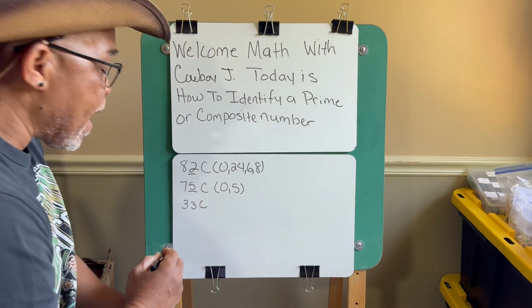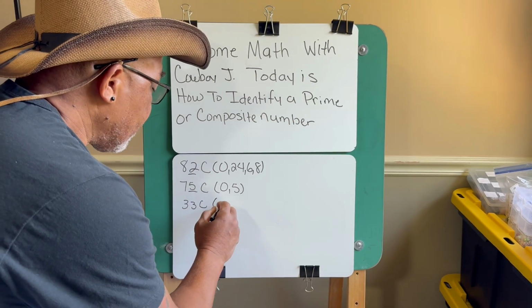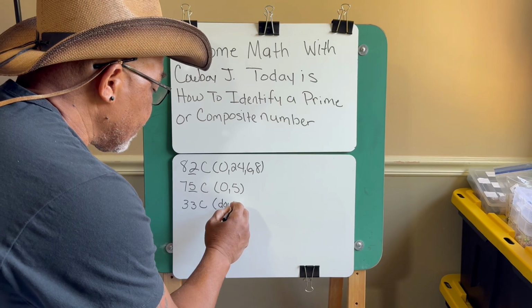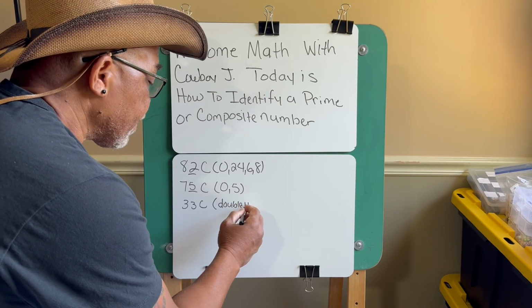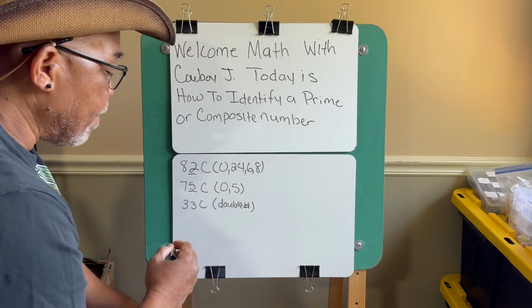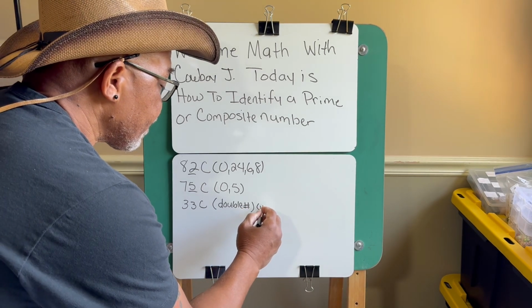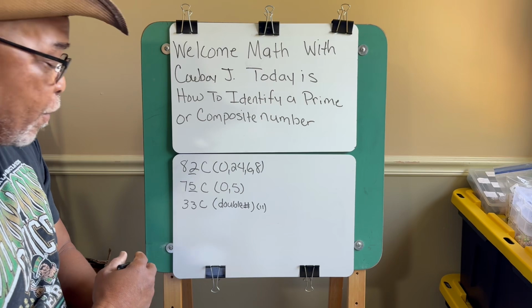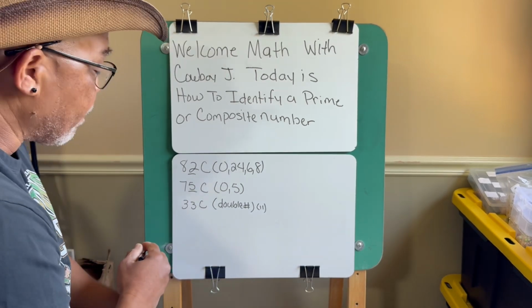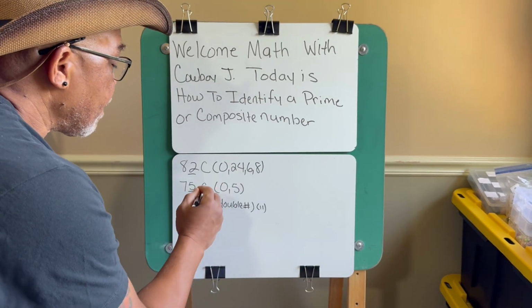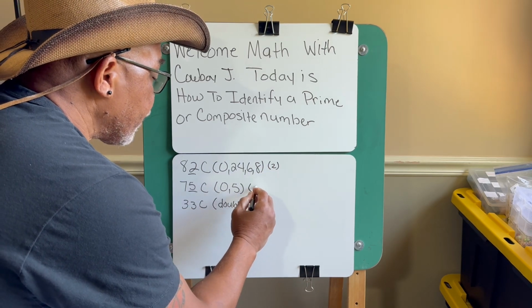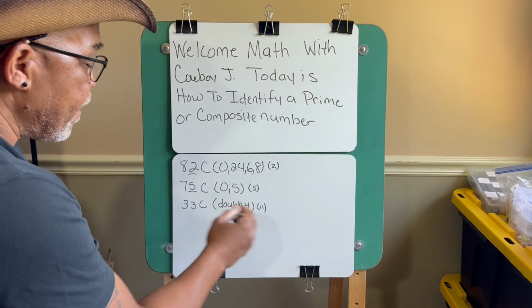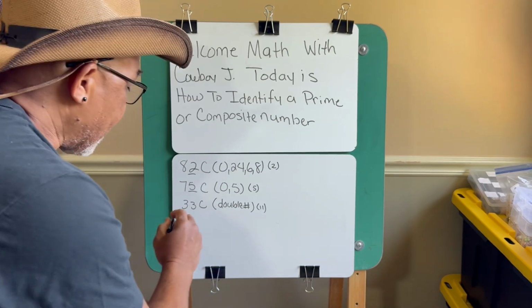33 is a composite. Why? It's a double number. All double numbers share what? 11. So there's your proof. All right, so our proof for this one is that it shares 2. Our proof here is that it shares 5, and here it shares 11.